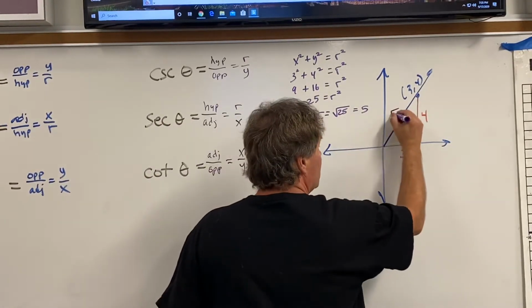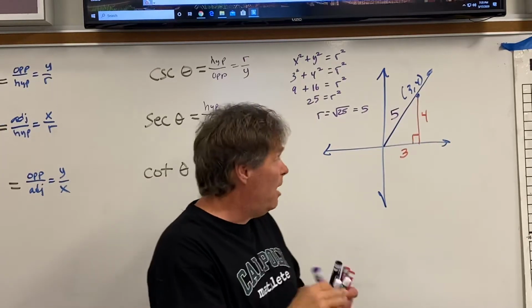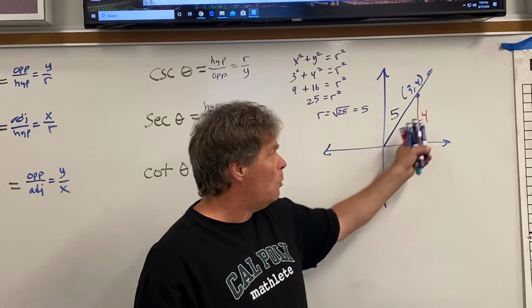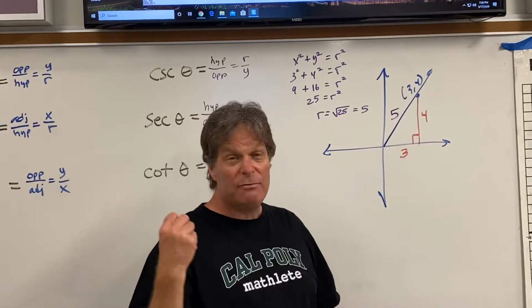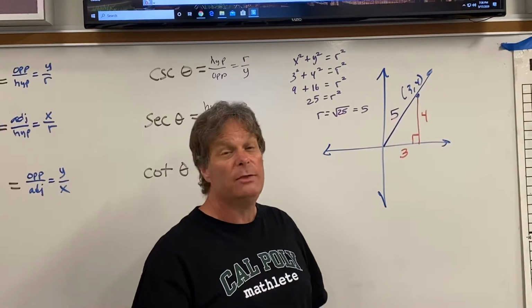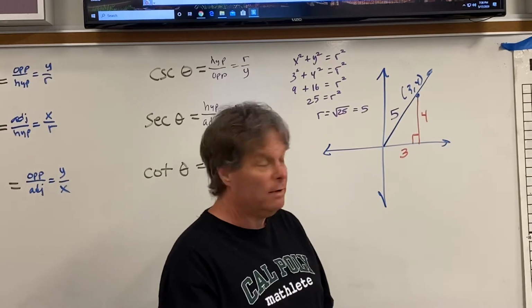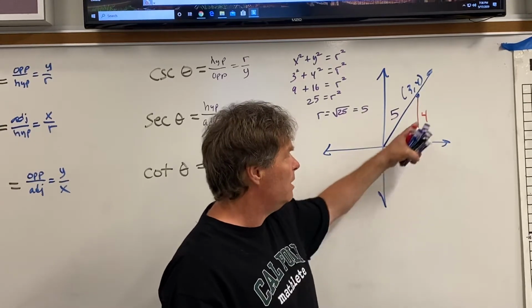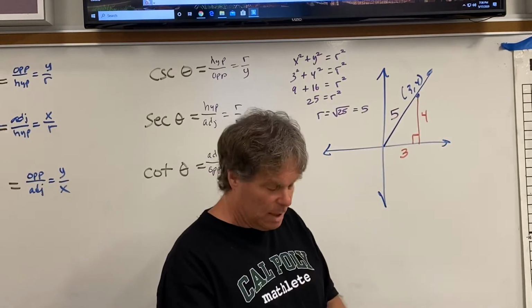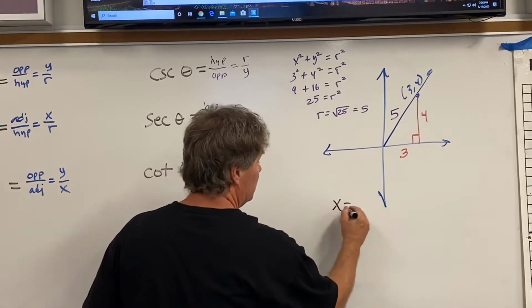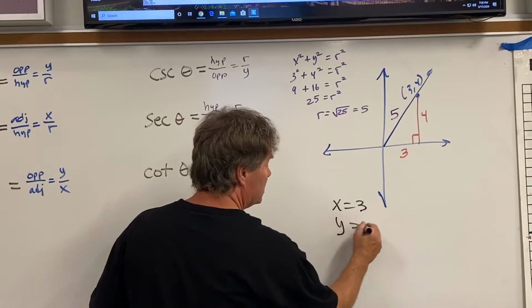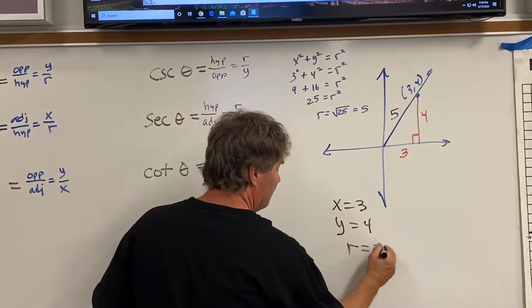So r becomes 5. Now from the point I got the x and the y, the 3 and the 4, I had to calculate the 5. You're going to have 2 points. You always have to calculate the hypotenuse. It's not given to you. You have the x and y given to you. The hypotenuse has to be calculated. So that just tells me x is 3, y is 4, r is 5.